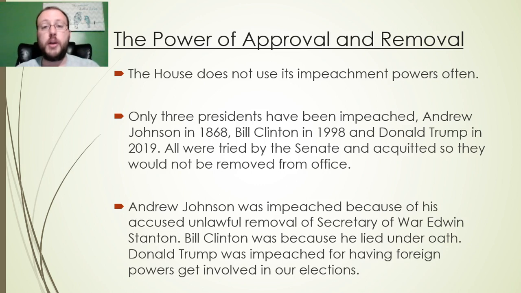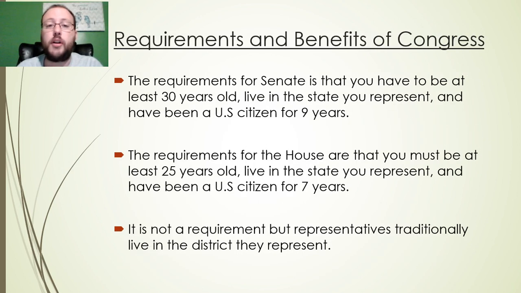So they were approved to be impeached by the House of Representatives all 3 times. But in all 3 times, the Senate acquitted them, meaning that they found them not guilty of these crimes and didn't remove them from office. Andrew Johnson was impeached because of his accused unlawful removal of Secretary of War Edwin Stanton. They believe that he did that misusing his power. Clinton was because he lied under oath, and Trump, like I said, because of having foreign powers get involved in our elections, misusing his power, things like that.